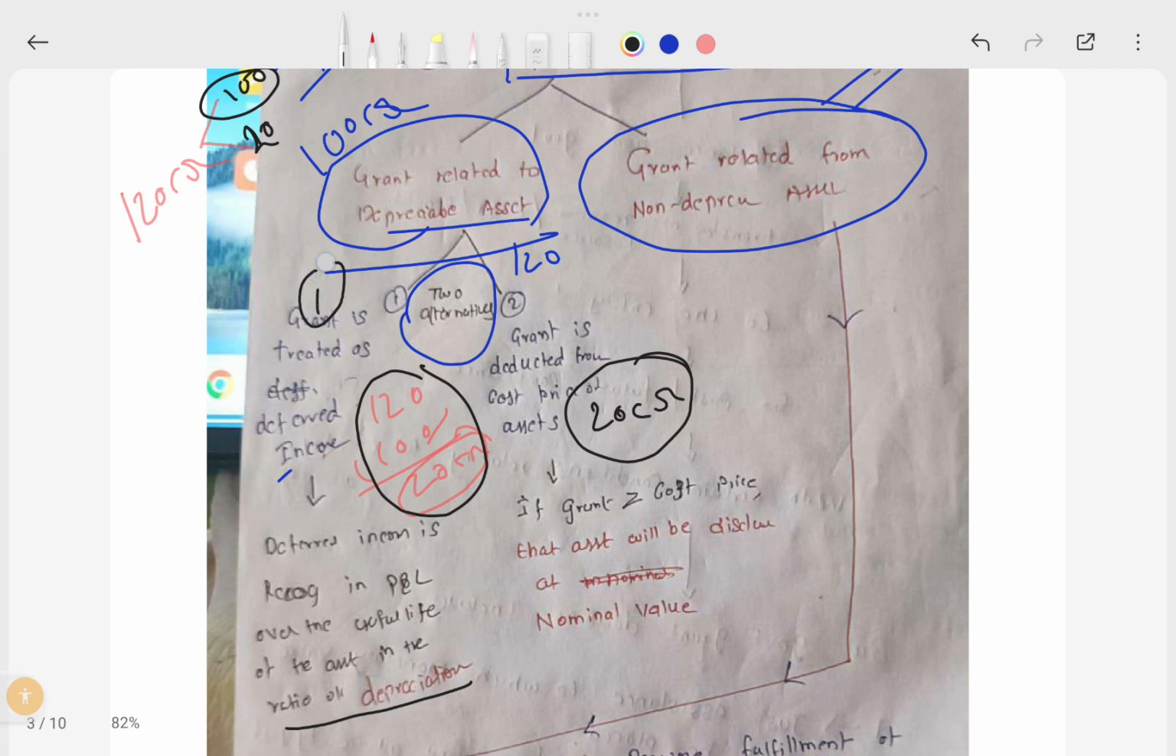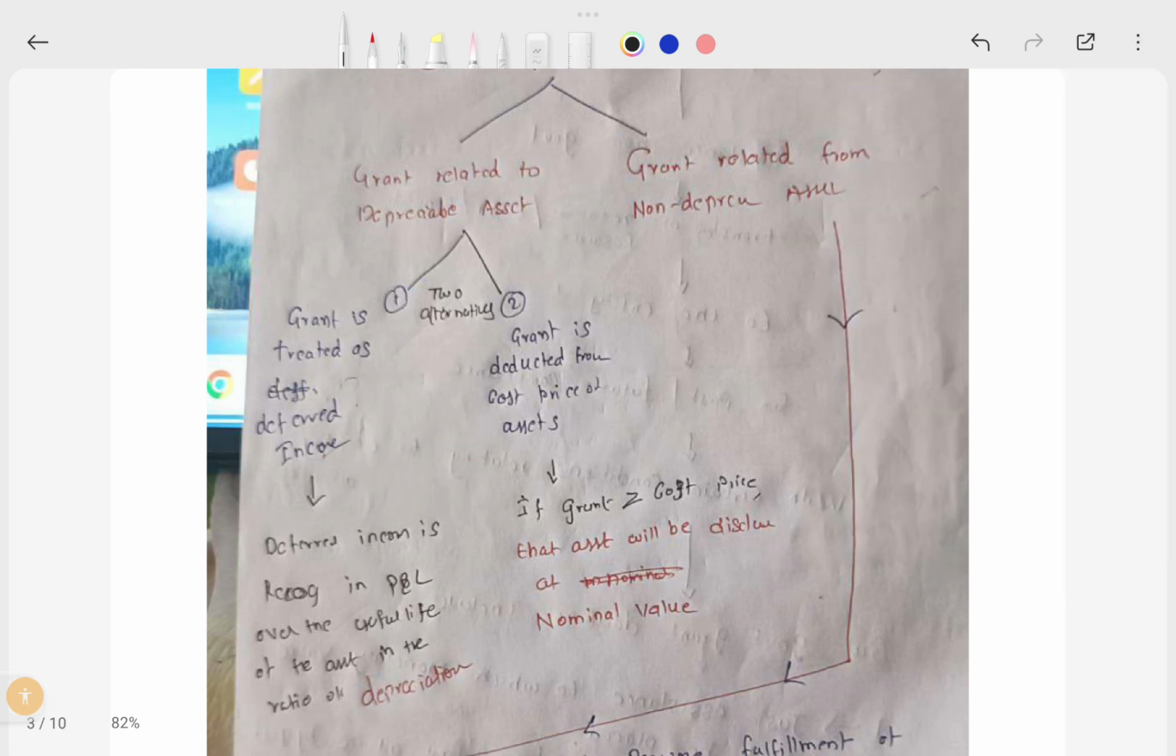There are two alternatives: alternative one, alternative two. Generally, this is the industry practice, and I will explain why. Suppose 100 crores is the government grant and 20 crores you spent. Total 120 crores you incurred. Out of this, what would be the accounting entry first?